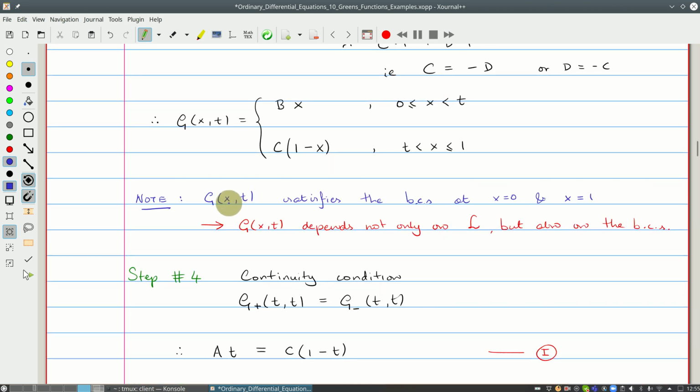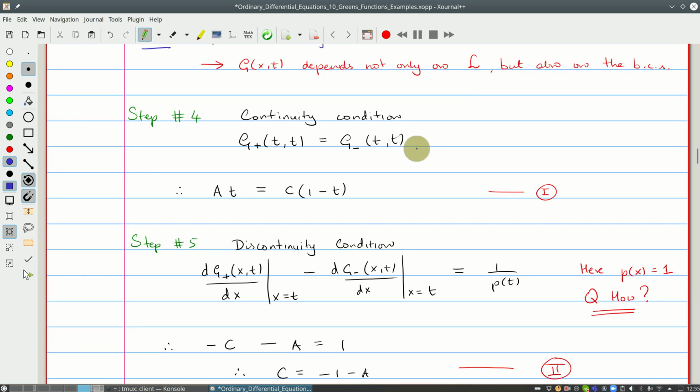Just a note here, this definition of g satisfies the boundary conditions at x is equal to 0 and x is equal to 1. And this just is a reminder again that g depends not only on the structure of the linear operator L, but also on the boundary conditions. And we're going to see an example here. That means if you change the boundary conditions, you're going to change g. Okay, this is what's going to happen.